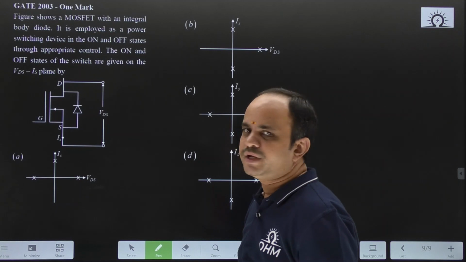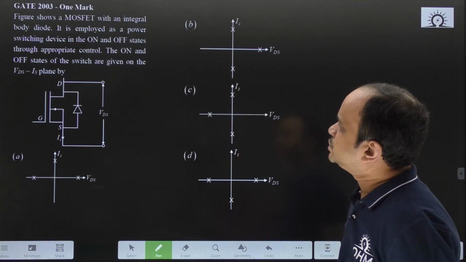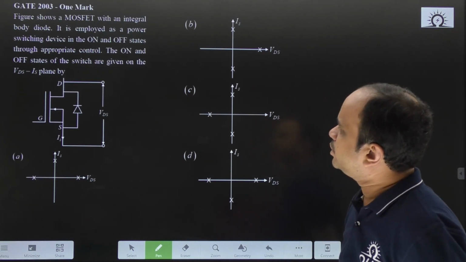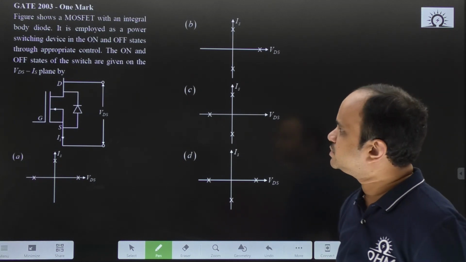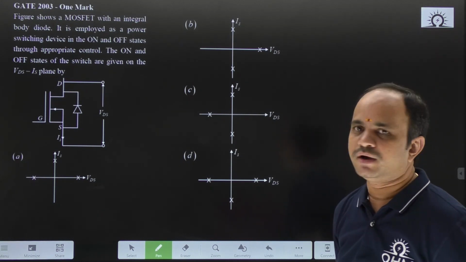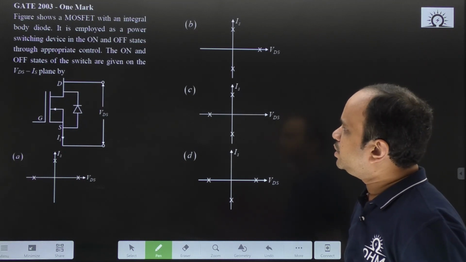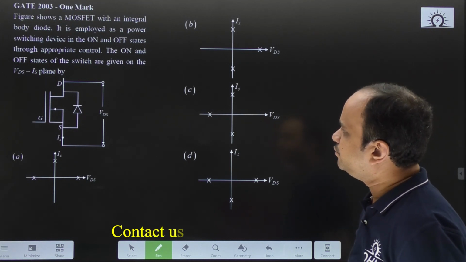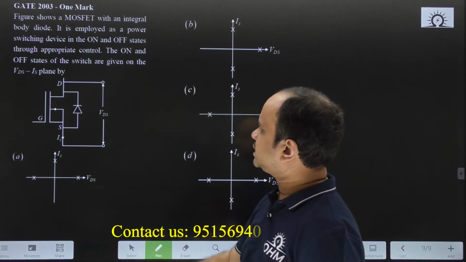Now, let us look into the next question. This question was given in GATE 2003 for 1 mark. So, here a MOSFET figure is shown with an integral body diode. It is employed as a power switching device in the on and off states through appropriate control. The on and off states of the switch are given on the V and I plane. Now, we just need to identify what is the correct one.